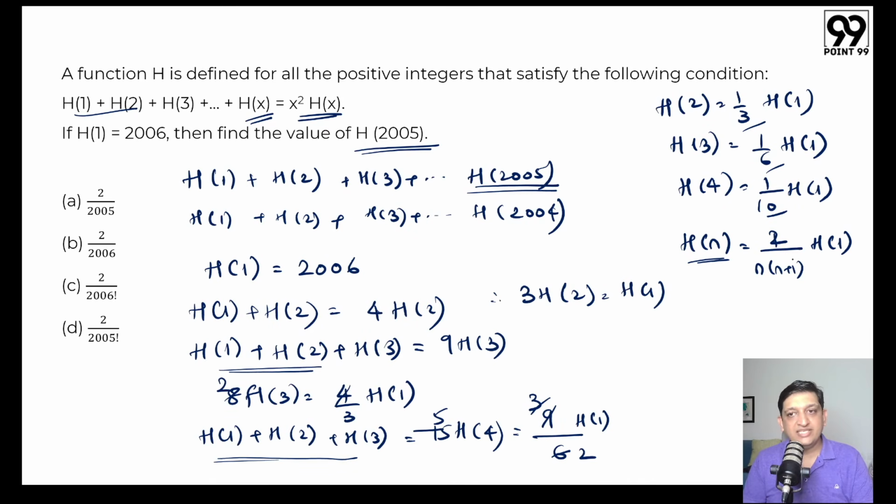So in this particular case, h of n is 2 upon n into n plus 1 times H1. So if I want to find H 2005, it is going to be 2 divided by 2005 into 2005 plus 1, that is 2006, multiplied by the value of H1, that is 2006. So I'll be able to cancel these two out. My answer is going to be equal to 2 divided by 2005.